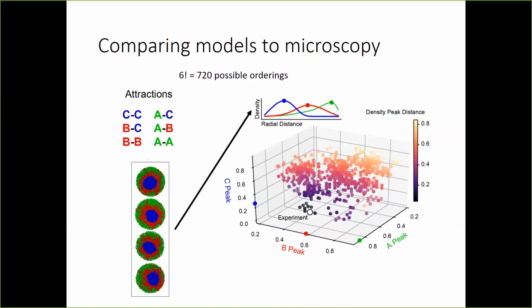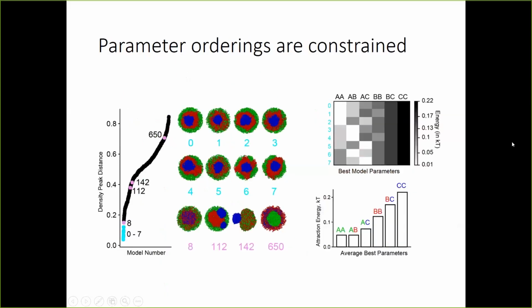and we compared the peaks of each of those individual distributions to the experimental version of this. And so that's what this scatter plot is. You can see that the experiment is this big white dot here, and you can see that there's a small number of these 720 model classes that actually come close to the experiment, and then there's a large number that just don't do too well. So what does that look like in a little more detail?